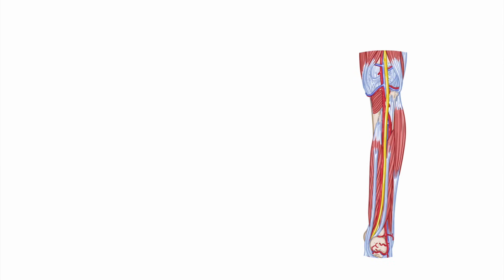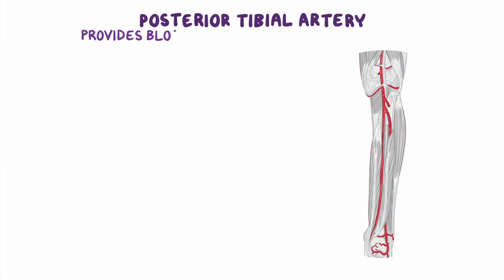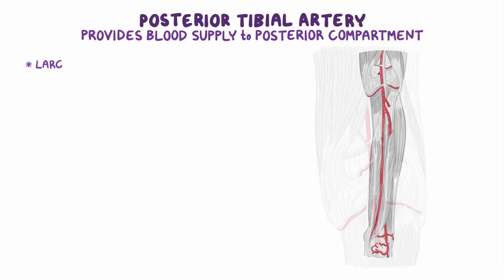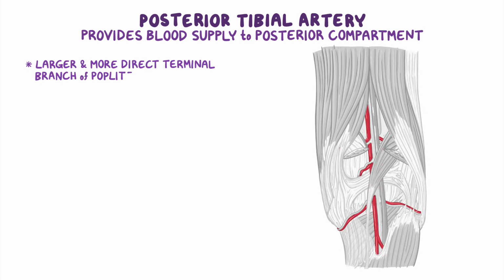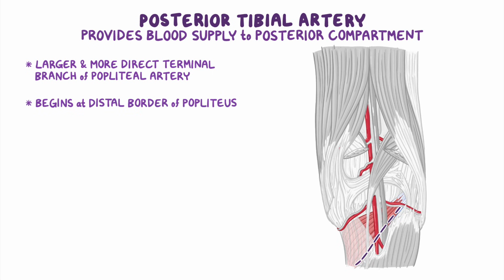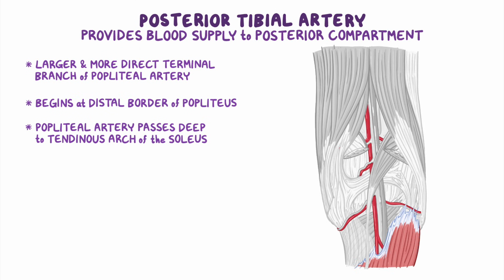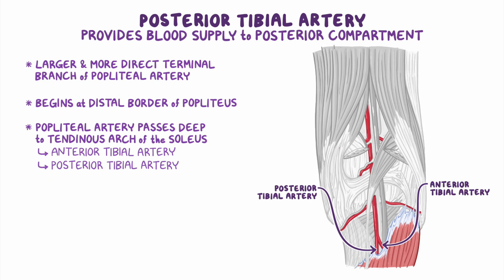Switching to arteries, the posterior tibial artery provides the blood supply to the posterior compartment of the leg and the foot. It's the larger and more direct terminal branch of the popliteal artery. It begins at the distal border of the popliteus as the popliteal artery passes deep to the tendinous arch of the soleus and simultaneously bifurcates into the anterior and posterior tibial arteries.